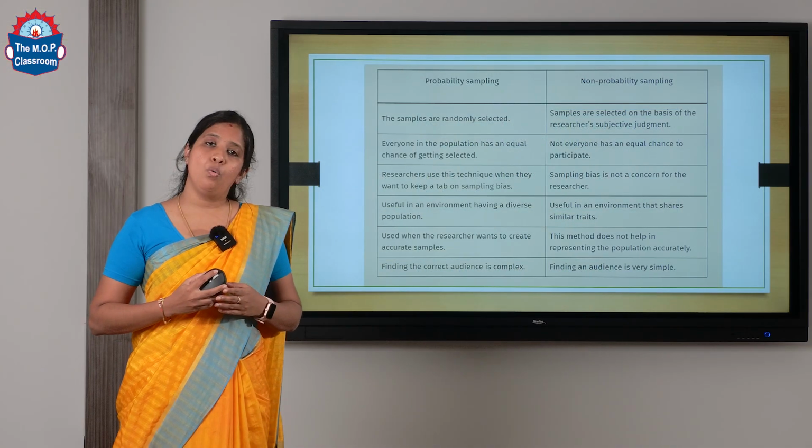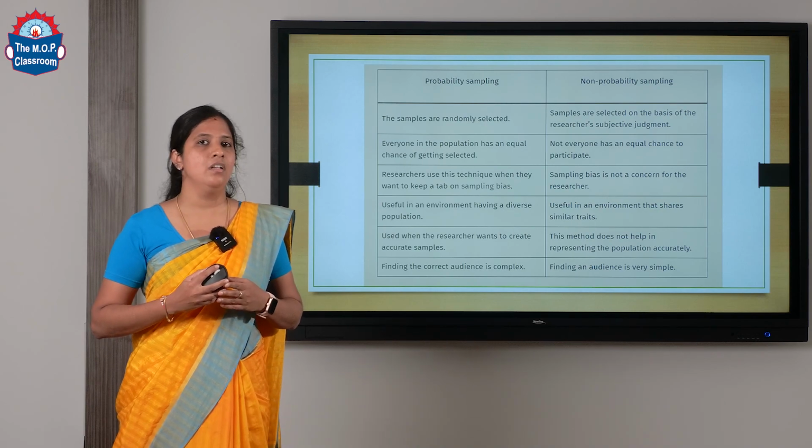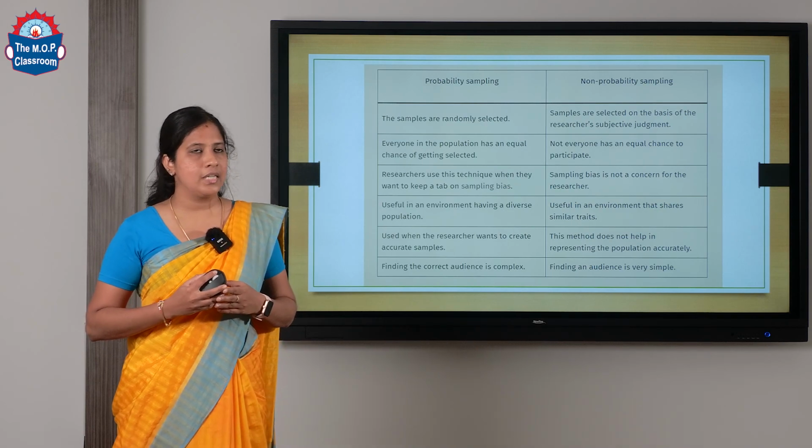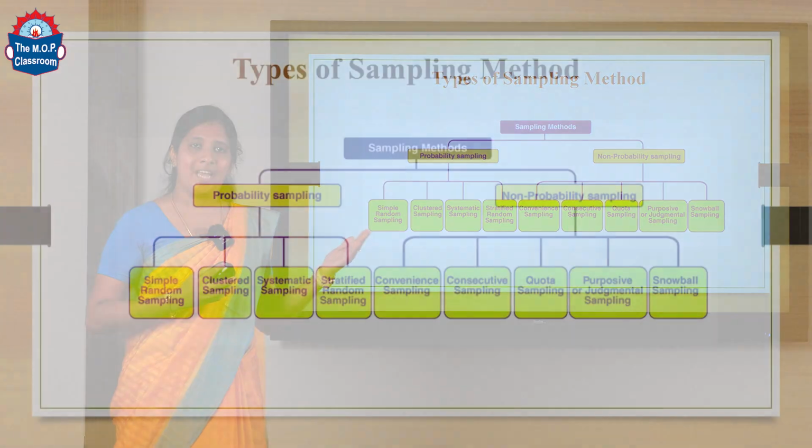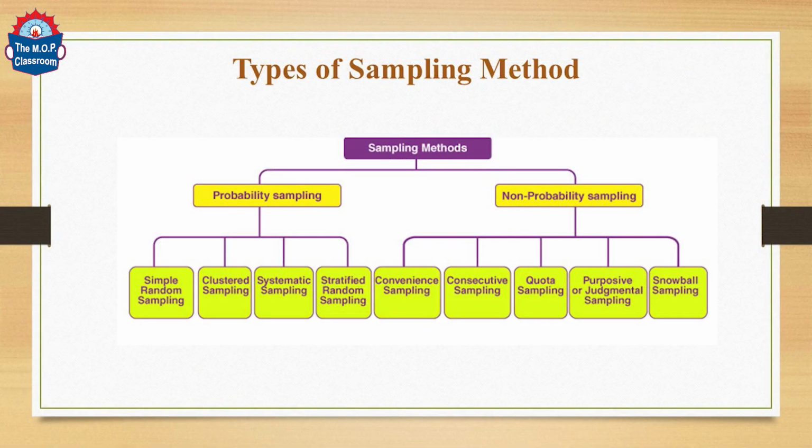Now let's move on to the different types in probability and non-probability. In probability, we have 4 different types of methods: simple random, cluster, stratified and systematic. And in non-probability sampling, you have 5 different types of methods: convenience, consecutive, quota, purposive and snowball sampling.